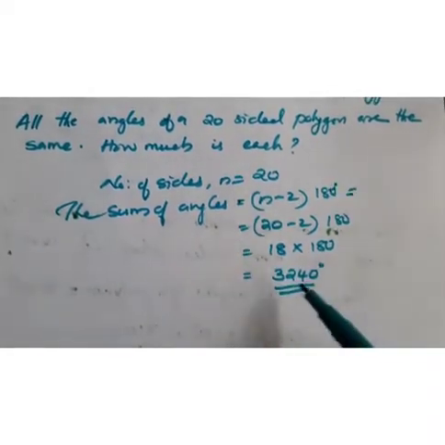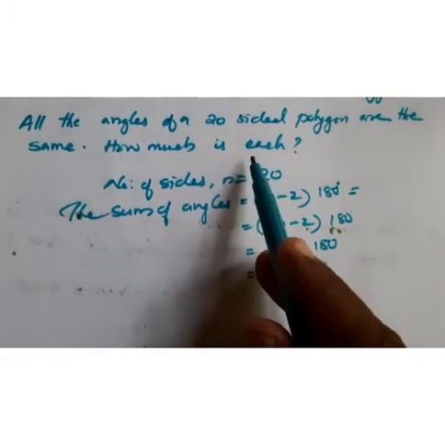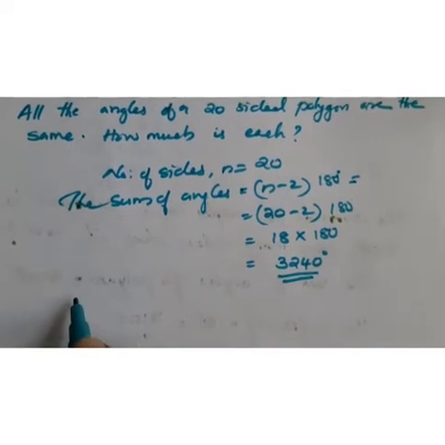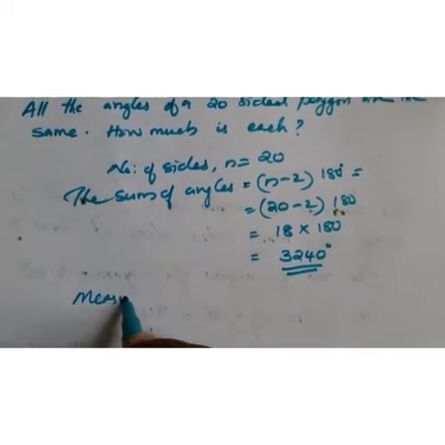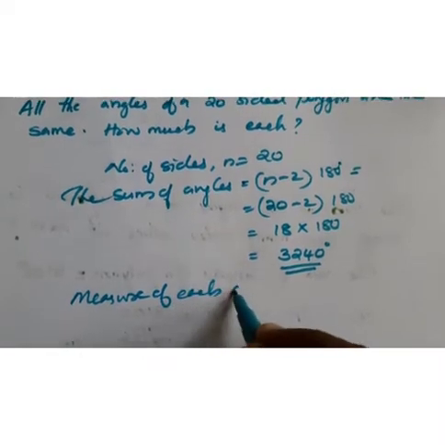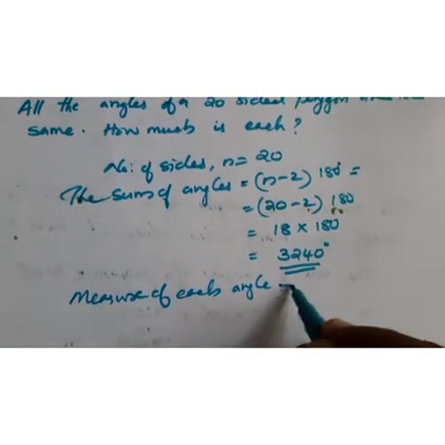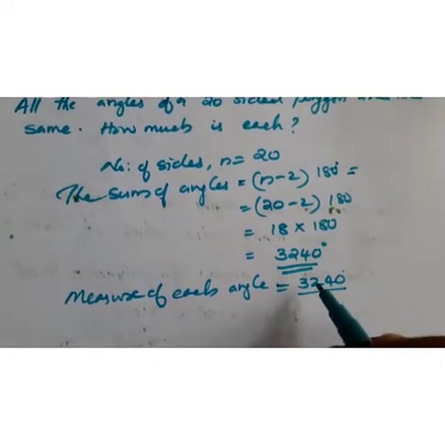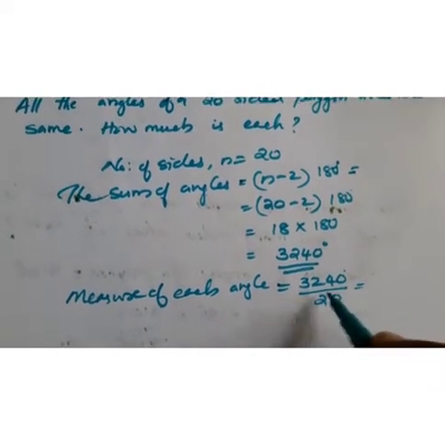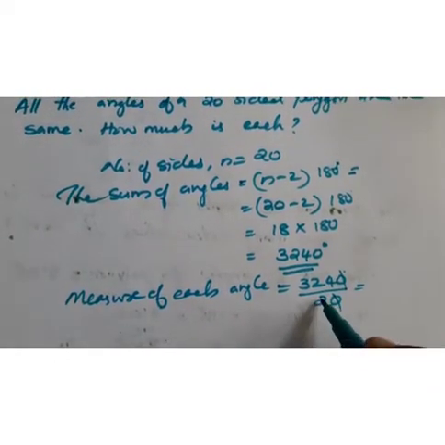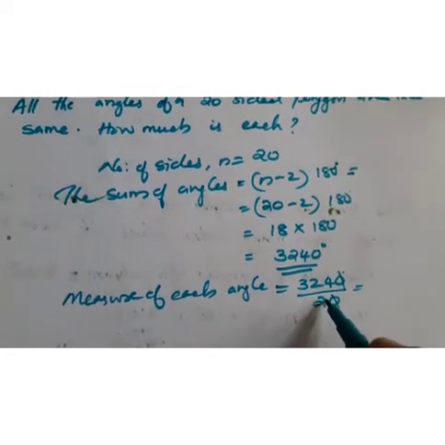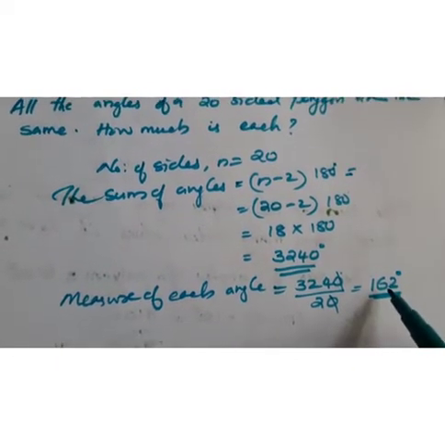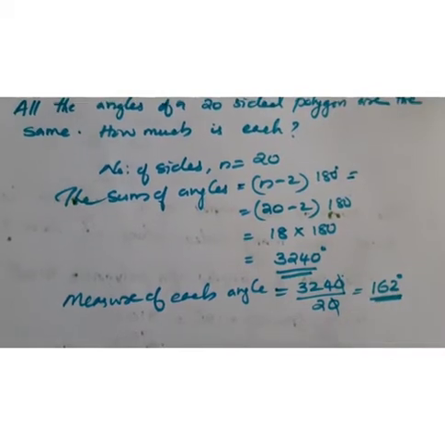What is the question? They didn't ask how much is the total angle. They asked how much is each angle, and it is already saying all angles are the same. So you have to find out the measure of each angle. The total sum of angles is 3240. How many sides? 20 sides. So you have to divide by 20. The 0 will be cancelled. 324 by 2, take the half of this. So you will get 162 degrees. So each angle is 162 degrees.